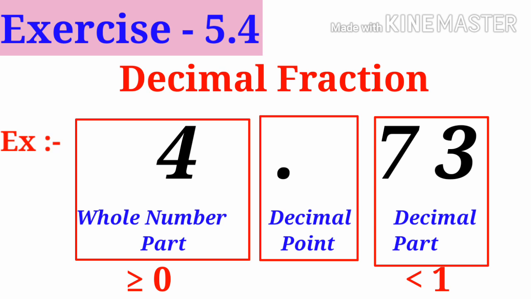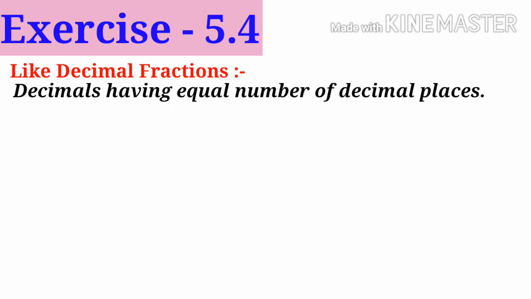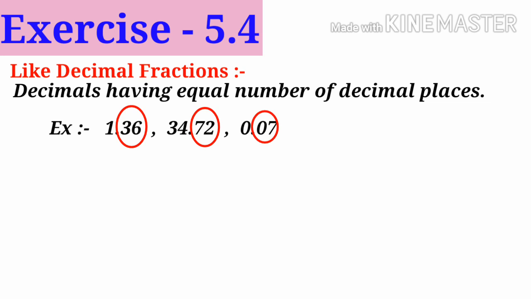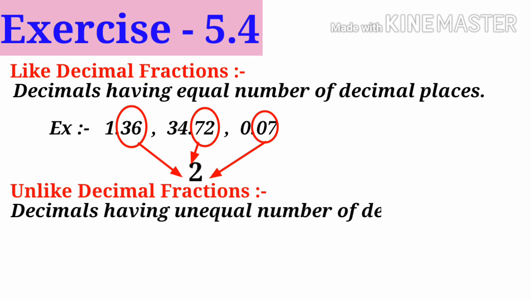So now let us take like decimal fractions. Decimals having equal number of decimal places, that is digits. Example 1.36, 34.72, 0.07. Observe that there are only 2 digits in the decimal part of the above fractions. All are equal, so like decimals.